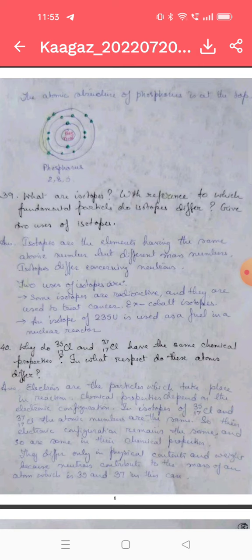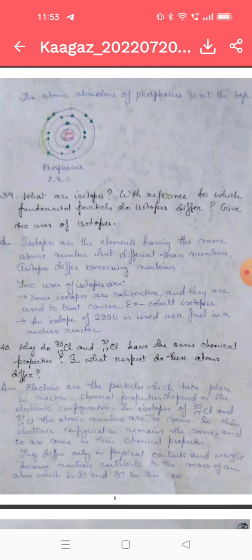Isotopes are atoms of an element having the same atomic number but different mass numbers. Isotopes differ with respect to neutrons. Two uses of isotopes are: some isotopes are radioactive, like the cobalt isotope, and they are used to treat cancer. Uranium-235 is used as a fuel in nuclear reactors.